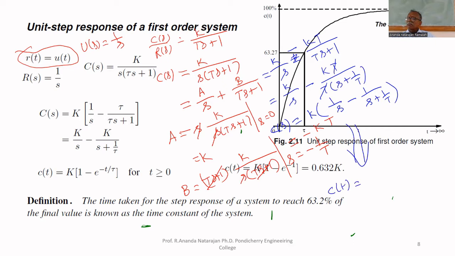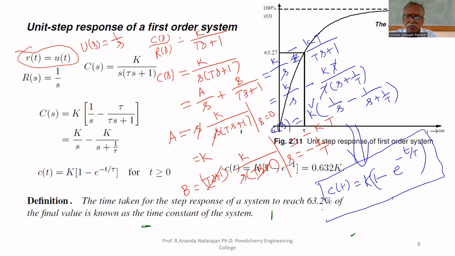C of t equal to K multiplied by, 1 upon s is the unit step, so 1, minus the Laplace inverse of 1 upon s plus 1 by tau, which is e power minus t by tau. K is outside. Therefore, this is the step response of the first order system: C of t equal to K multiplied by 1 minus e power minus t by tau.